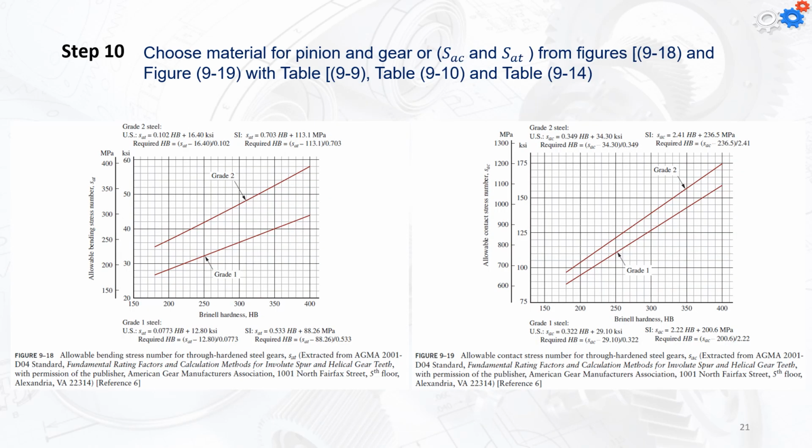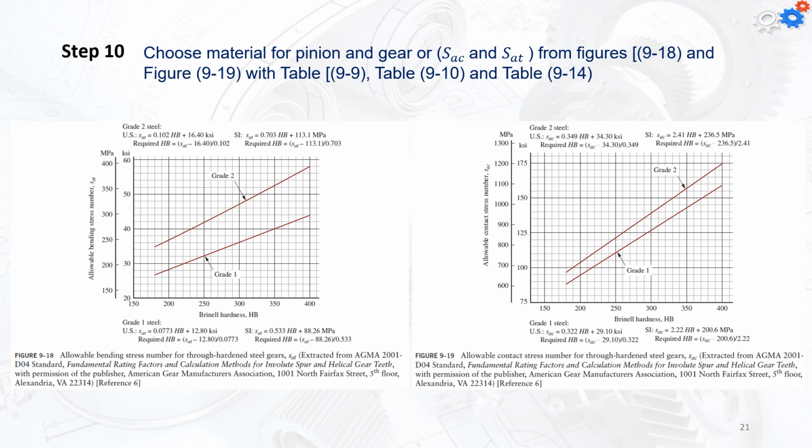In step number 10, we choose the material for the pinion and the gears. We can use the value for the SAC or the SAT from figure 9-18 and figure 9-19 with table 9.9, table 9.10 and table 9.14. Depending on the steel type, you can decide the value for the allowable bending stress, which is the SAT. And you can also find from figure 9-19 the value for the allowable contact stress in megapascal. You can find it in KSI or megapascal depending on the units you use for your calculation.